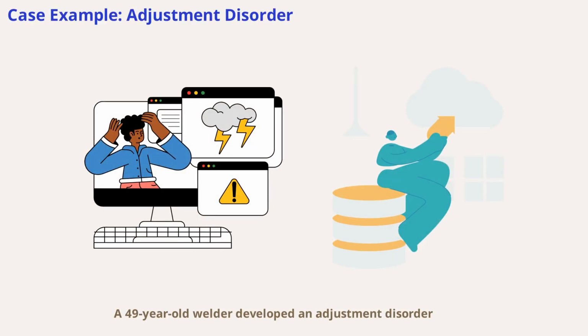49-year-old welder developed an adjustment disorder with anxiety and depression after a work injury. Despite some ongoing symptoms, he returned to work and managed daily activities. His BPRS and PIRS scores were both 5%, resulting in a 5% impairment rating. This case demonstrates that not all psychological responses to injury result in significant impairment.